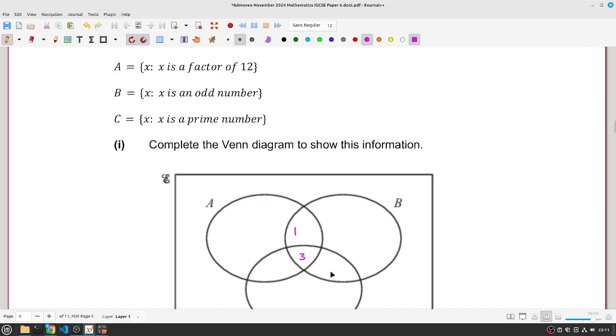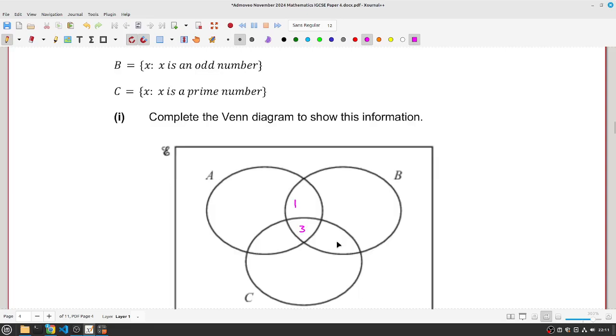Then let's look for this one, B and C. So what else goes in B and C? So odd prime numbers. So 1 we already used, but it's not a prime number, but it is odd. 3 we already used, it fits in everywhere. 5 is odd and prime, yes. 7 is odd and prime. 9 is odd but not prime, so it doesn't go in here. So these are the odd prime numbers.